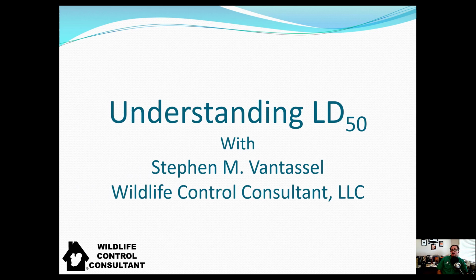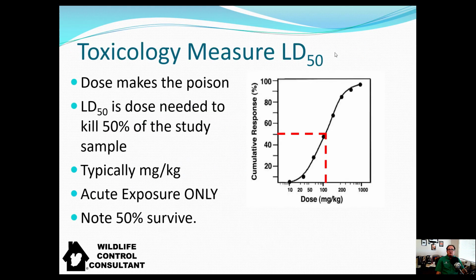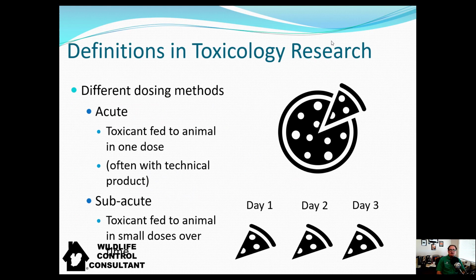So let's talk a little about what LD50 is. Let's talk about how the research is done. LD50 refers to lethal dose 50%. That's what the acronym means. 50% of the test population dies. And so the LD50 is basically an average or a snapshot of how toxic a particular pesticide is for animals.